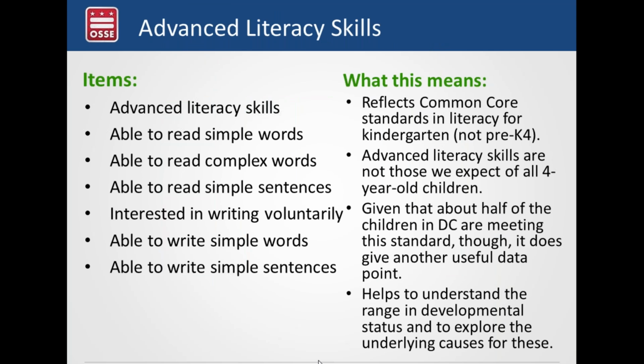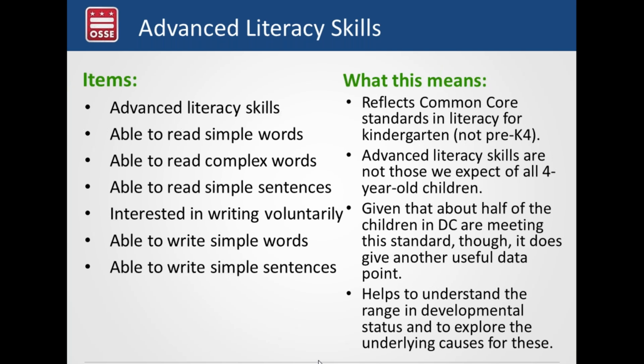So here are the items that fall under the advanced literacy skills. Advanced literacy, read simple words, read complex words. Now remember, this is done on pre-K4 students. Read simple sentences, interested in writing voluntarily, able to write simple words, able to write simple sentences. So what this really means is that these items actually reflect Common Core standards for kindergarten, not for pre-K4. And so that's why you're seeing a smaller percent of children being on track in DC than the overall national average. Advanced literacy skills are not those that we would necessarily expect of 4-year-old children.